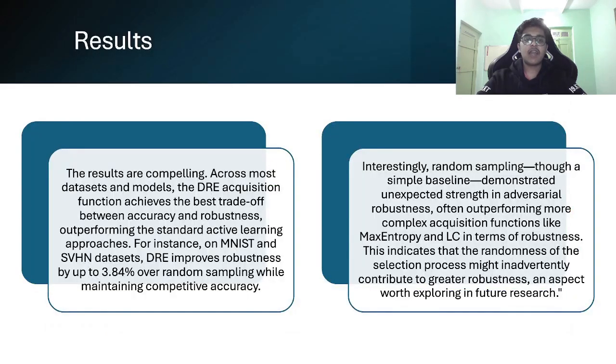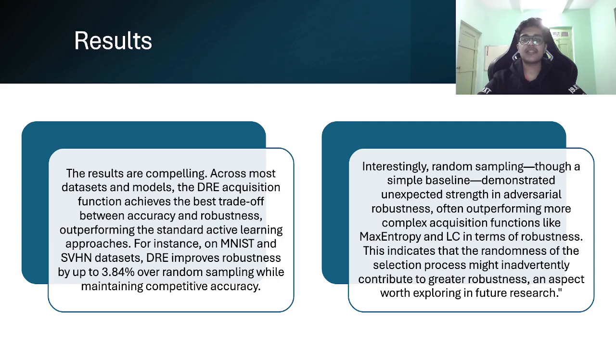Moving on, we have the results. So the results are quite compelling. Across most datasets and models, the DRE acquisition function achieves the best trade-off between accuracy and robustness, outperforming the standard active learning approaches. For instance, on the MNIST and SVHN datasets, DRE improves robustness by up to 3.84% over random sampling while maintaining competitive accuracy.